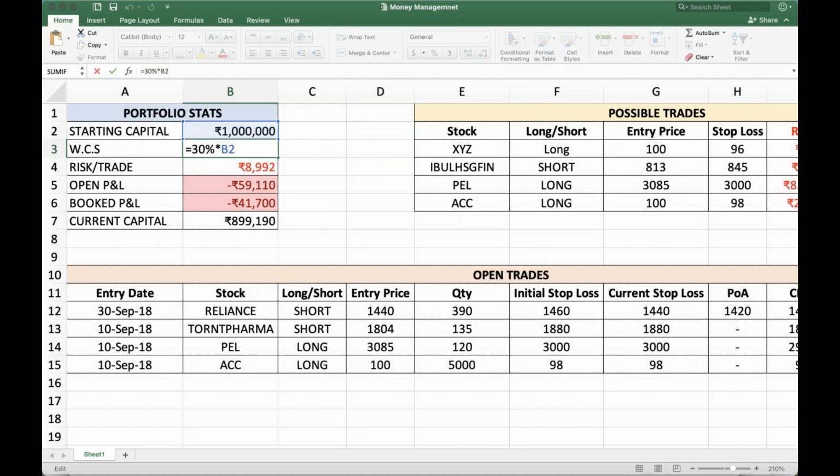Now you need to understand one more thing. No one likes to lose money. No one likes to lose money. But it also depends on your emotional bondage, your emotional attachment with the capital.